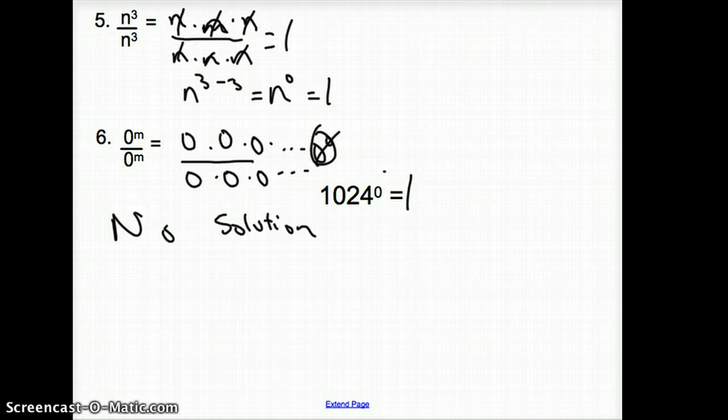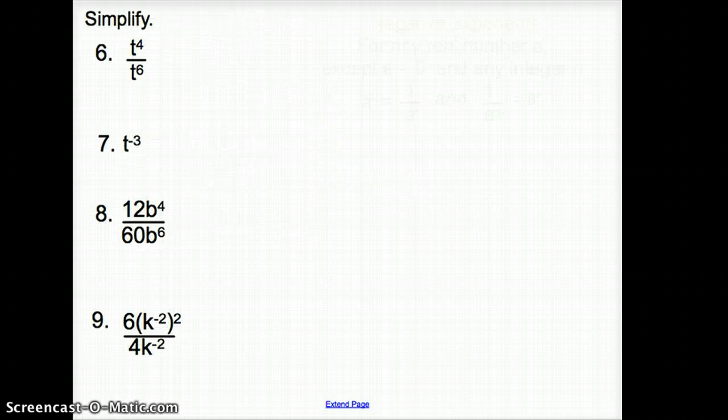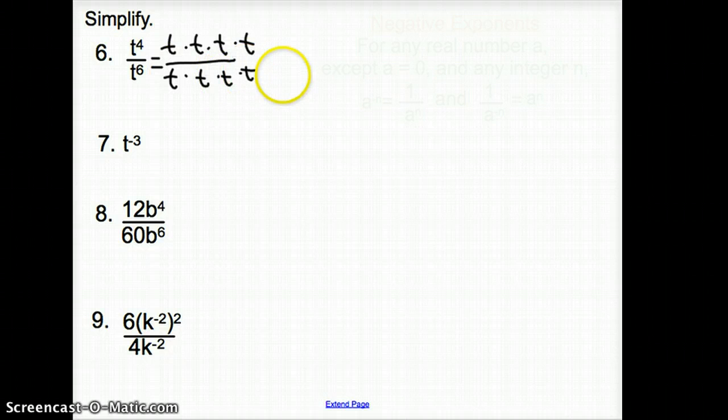So we cannot have 0 to the 0 power. That is not allowed. Next, here we're going to simplify some other stuff, and I'm going to first write this out for us. So on top we have t times t times t times t over t times t times t times t, and I'm going to add a couple more here, times t times t. Now, 4 on top, 6 on the bottom. Let's start canceling out top and bottom. Gone, gone. Top, bottom, top, bottom, top, bottom. Missed it. Extend this bar a little bit more.